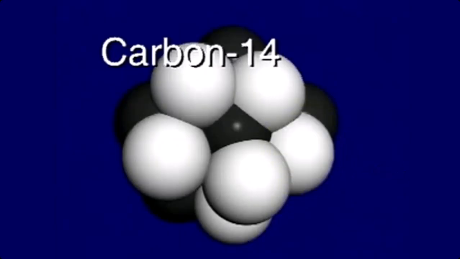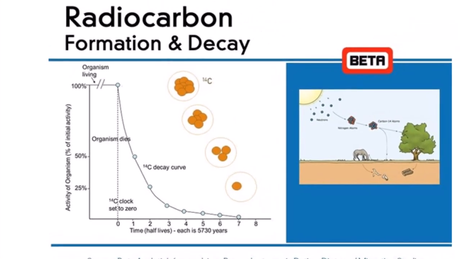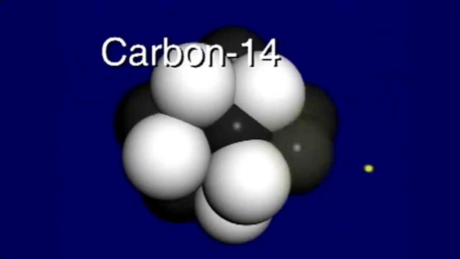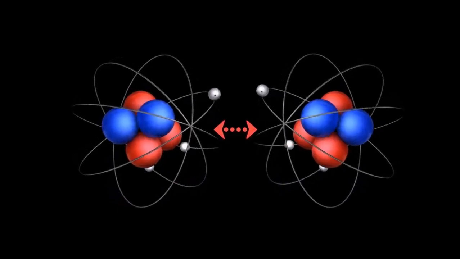The isotope carbon-14 is radioactive. Scientists can calculate how old organic matter is since carbon-14 begins to decay at a steady rate when the organism dies. A radioactive isotope is one in which the nucleus decays spontaneously, shedding particles and energy in the form of radiation. Only electrons are directly involved in chemical reactions.